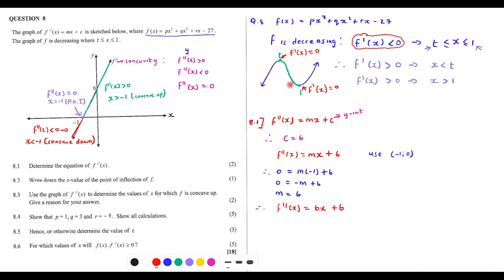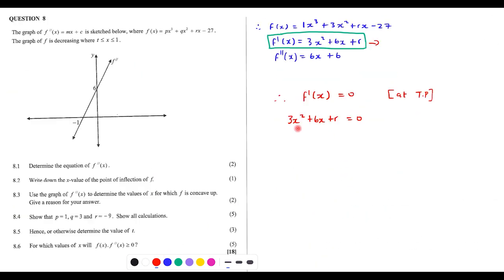So at the moment we know that here the derivative is 0 at x equals 1. So now we're going to use x equals 1 and substitute it there: 3(1) squared plus 6(1) plus r equals 0. Then we're going to have 3 plus 6 plus r equals 0, so it's going to be 9 plus r equals 0, and therefore r is going to be minus 9. And that is basically how we can find all our values.